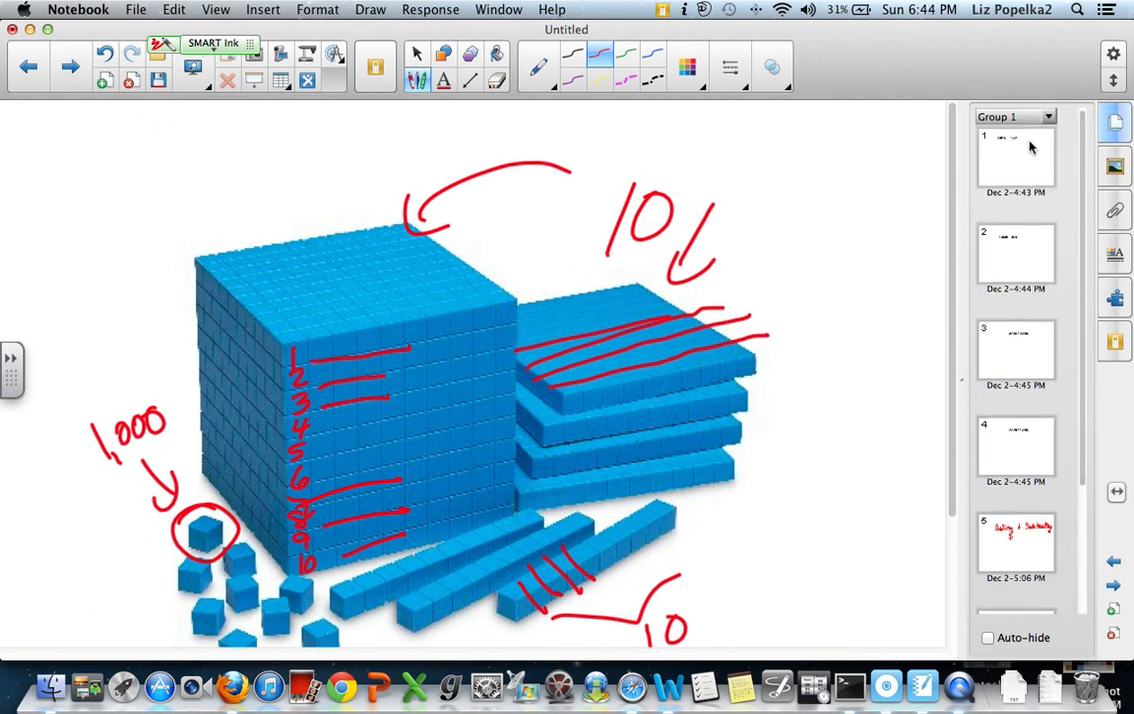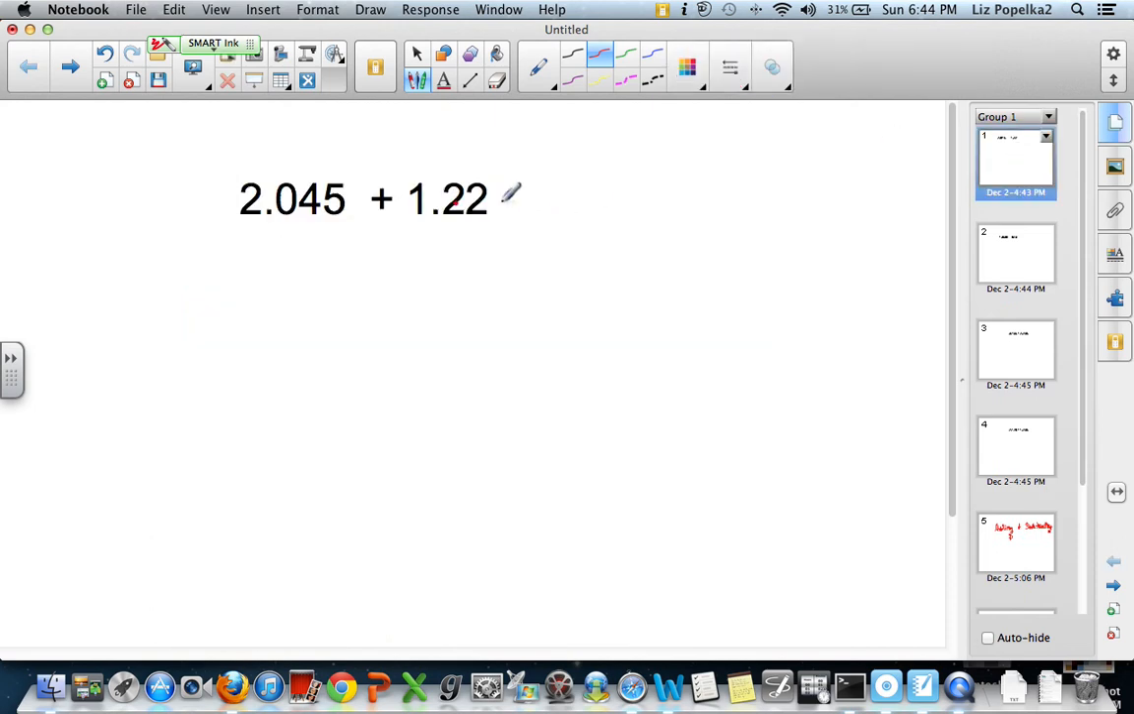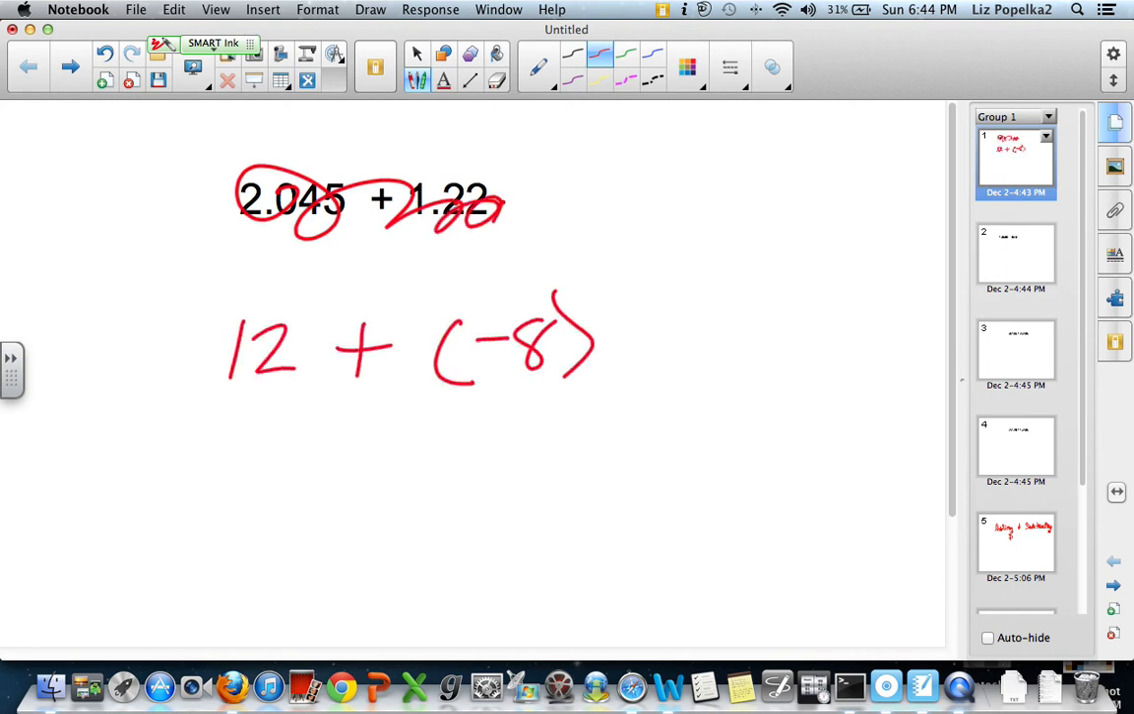So let's say we've got ourselves the problem, and we're going to get this out of the way here. Let's say we've got a positive 12 plus a negative 8. Well, if they were the same sign, you would keep and add, but they're not. They're a different sign, so you're going to subtract. 12 minus 8 is 4.